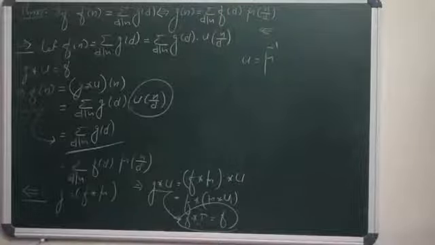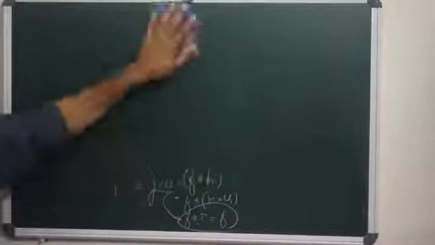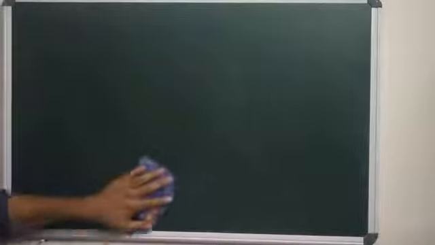So this is the important, well-known Mobius inversion formula. Actually, if f of n equals sigma over d divides n g of d, that implies g of n equals sigma over d divides n f of d into mu of n by d. Conversely, if g of n equals that, then f of n equals sigma over d divides n g of d.